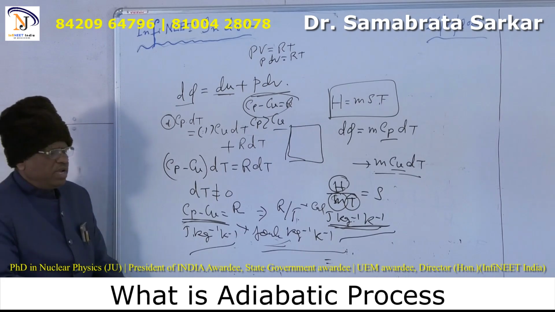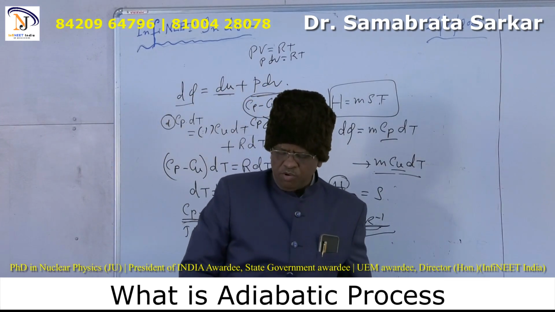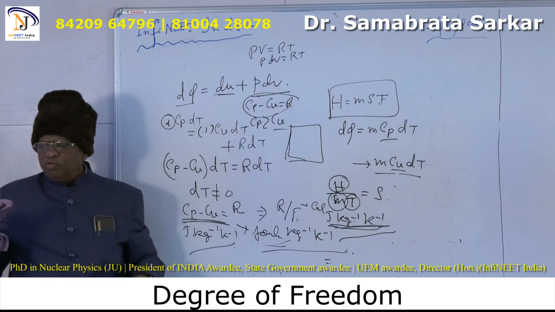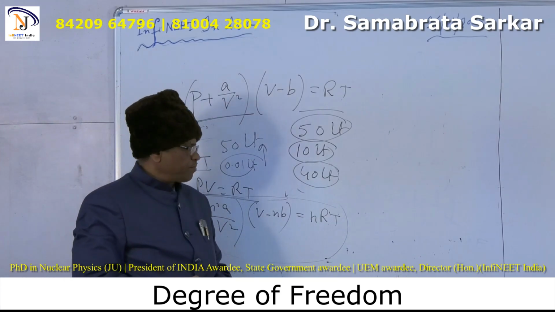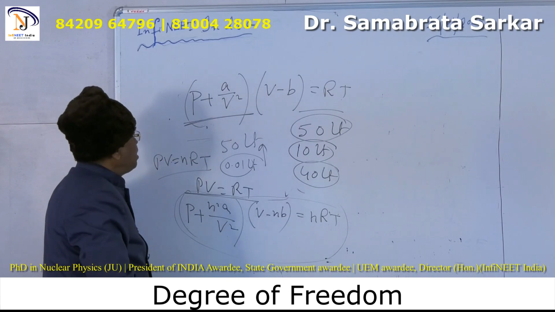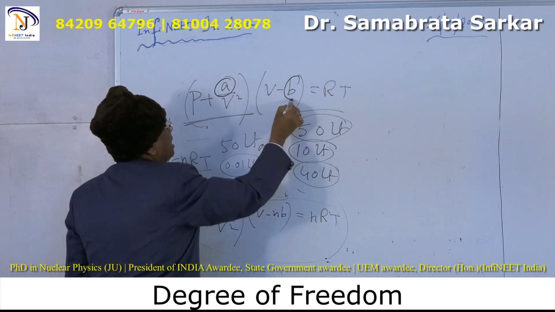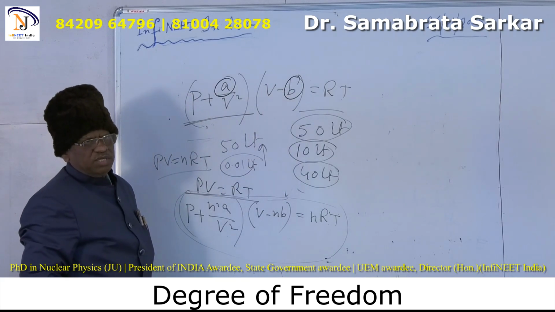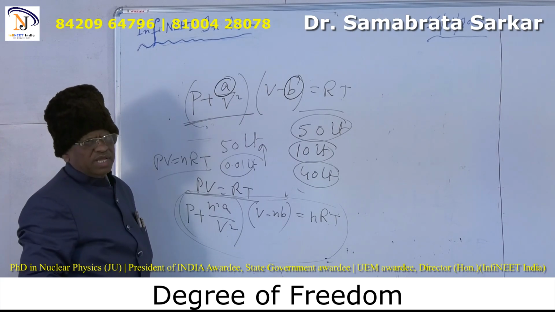So now I will tell you about the degrees of freedom and equipartition of energy. Degrees of freedom. Now I am closing. Okay. Now I want to tell you that these A and B are arbitrary constants. Dimension of A and B may be calculated. You can calculate.